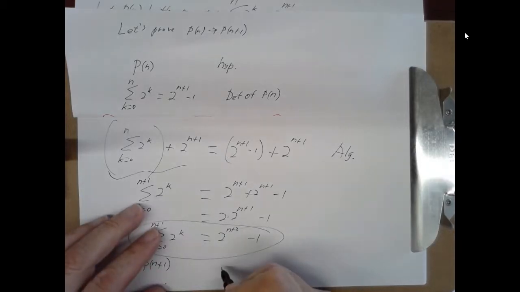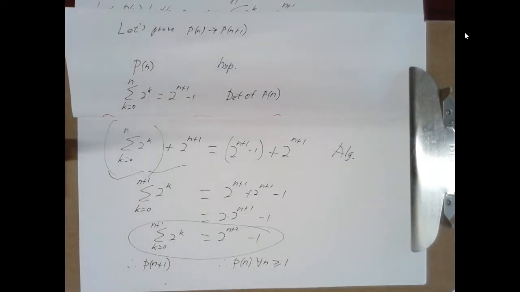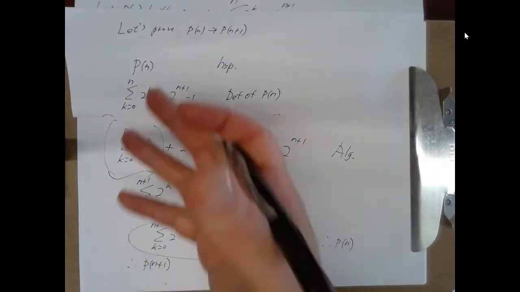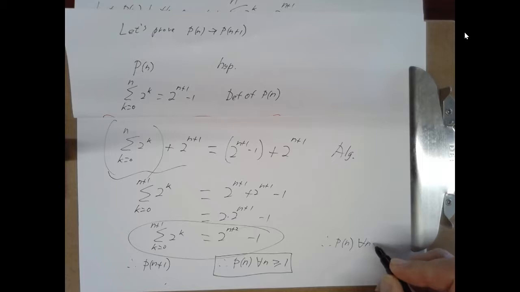The last thing you want to say is, therefore, P of n for all n bigger than or equal to 1. And that's the punchline. That's what you're after. It's what you want to show. Your conclusion is not simply, therefore, P of n. Right? We started off by assuming P of n. Your conclusion is that because P of n implies P of n plus 1, P of n is true for all n bigger than or equal to whatever our base case was.